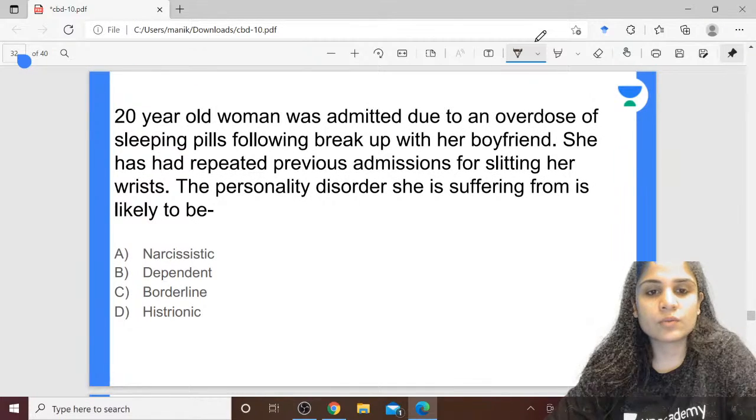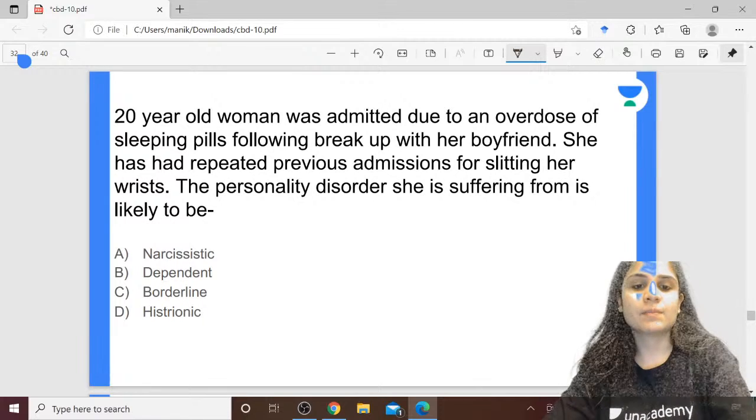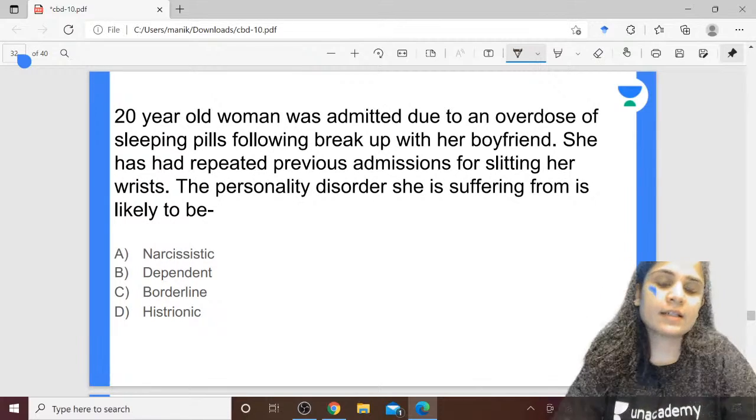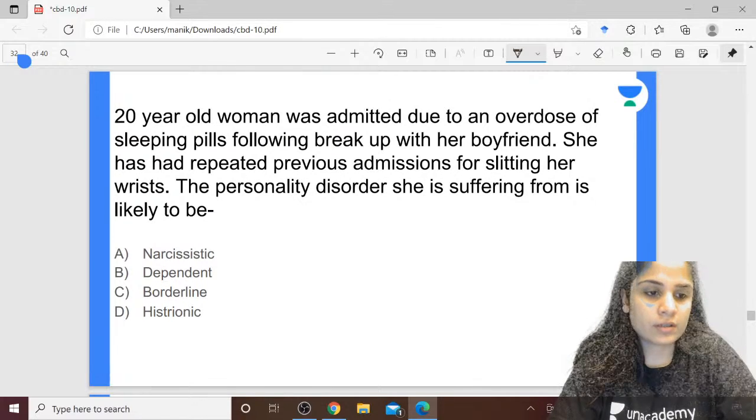A 20-year-old woman was admitted due to an overdose of sleeping pills following breakup with her boyfriend. She has had repeated previous admissions for slitting her wrists. The personality disorder she is suffering from is likely to be narcissistic, dependent, borderline or histrionic.